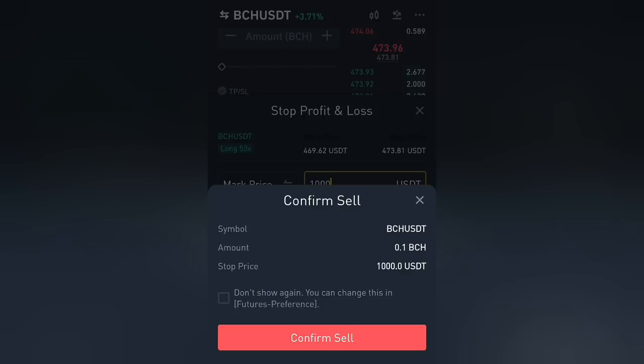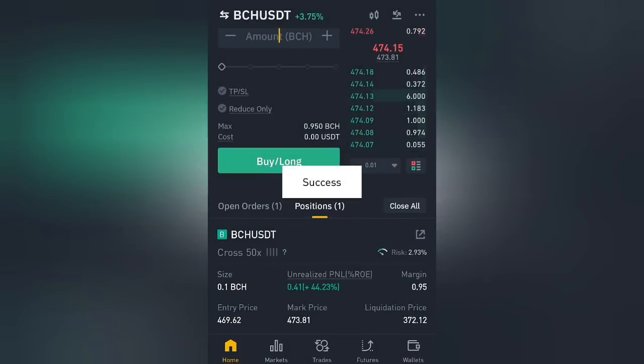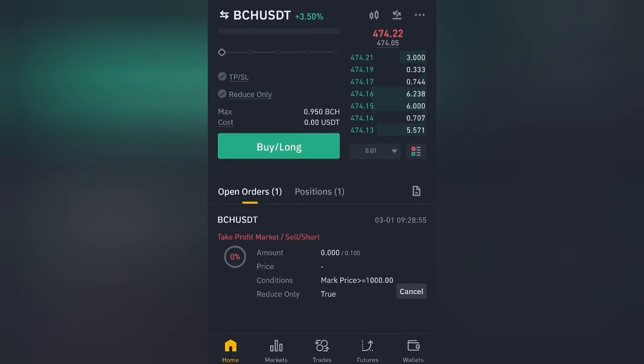Confirm sell. You would notice that my order would be in the open orders section. As you can see, it is already there that when the price goes to 1000, my order would be executed.